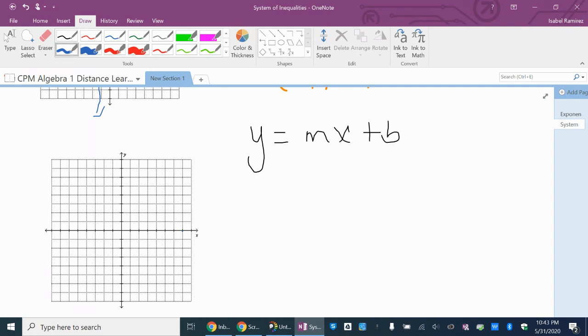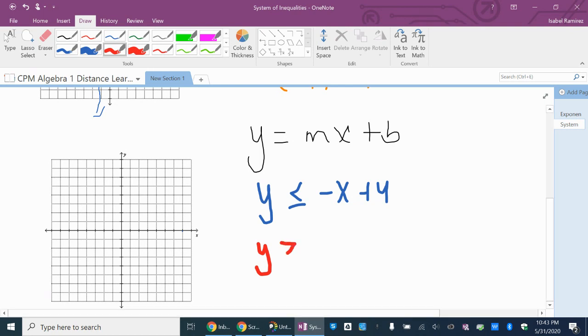So for the first inequality, I'm going to have y, I don't know, is less than or equal to -x plus 4, and then y, just to make it different, is greater than -3x plus 6. So for the first equation, or inequality, I shouldn't say equation.